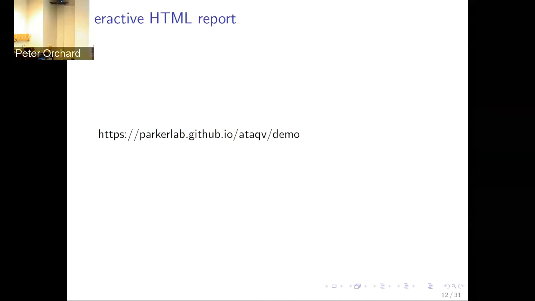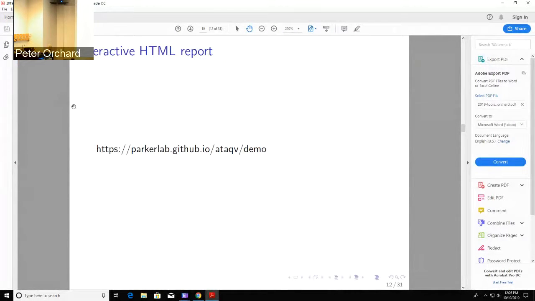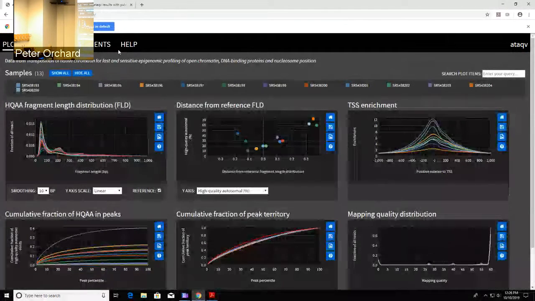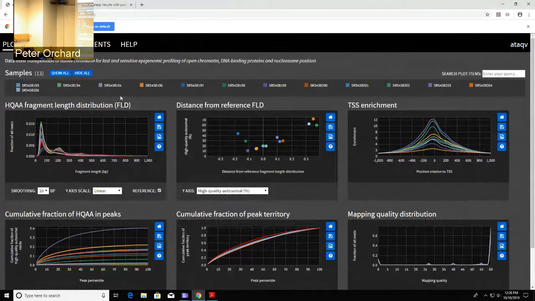So just to give you an idea of what that looks like, this is the demo from our lab website. So you get a report that looks like this. You have your samples across the top. The naming scheme in this case isn't very interesting, but of course you would give your samples more informative names, I'm sure. So you see the fragment length distributions for each sample. Again, you kind of see that stereotypical ATAC-seq fragment length distribution.